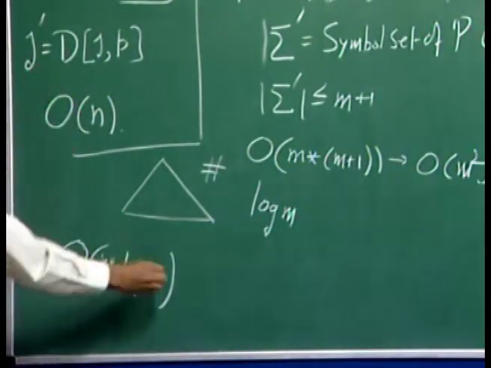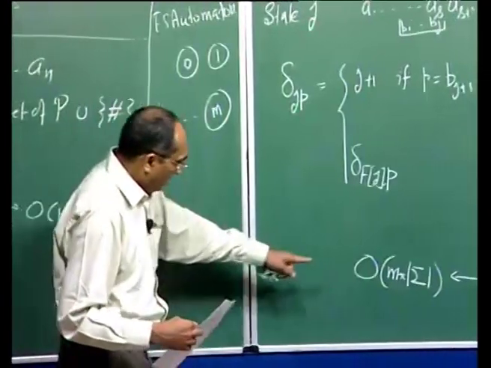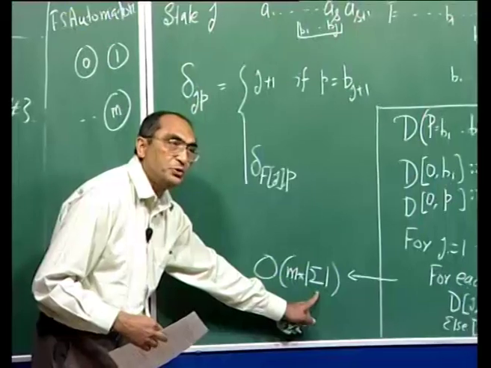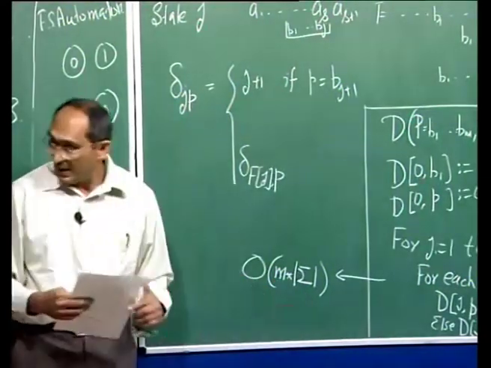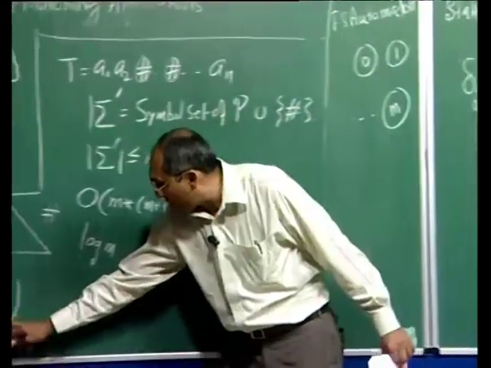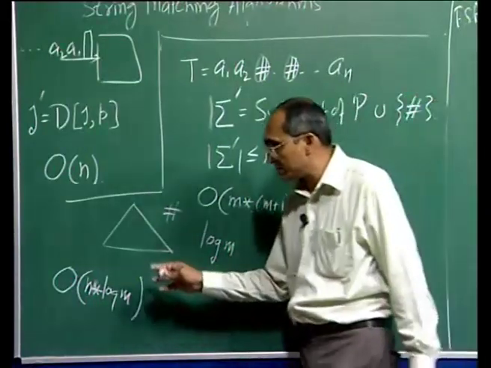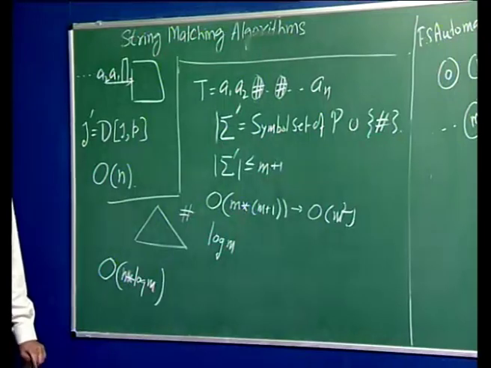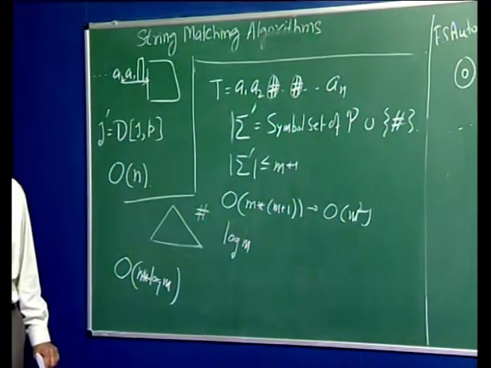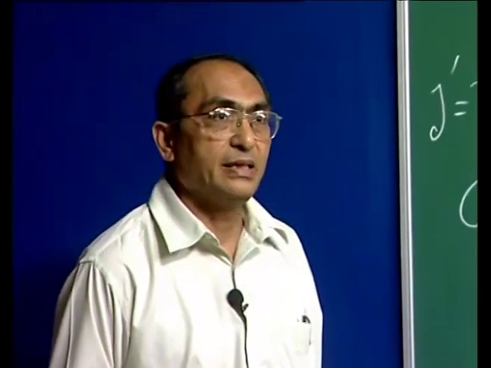This is the price we pay. This will be better than this, because if this is huge, of the order of n, then we are talking about m times n as against log m times n. So, that is the advantage of such a trick. So, we close this discussion and we will discuss another algorithm for string matching in the next lecture.